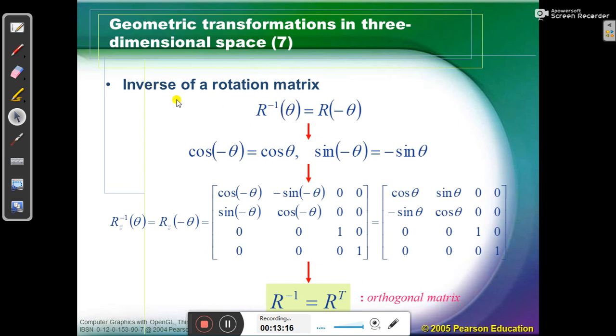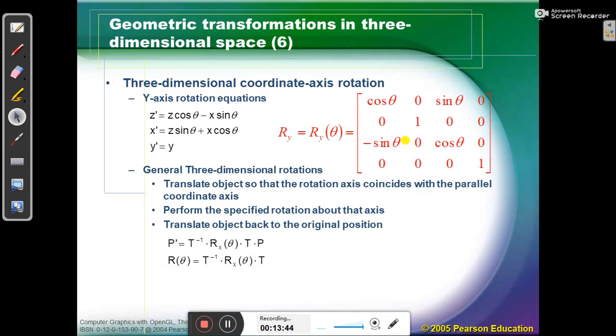Here you can see if we take the inverse of a rotation matrix, R inverse of theta is equal to R of minus theta. Inverse means in the negative direction, that is cos of minus theta equals cos theta, and sin of minus theta equals minus sin theta. So here you can see R inverse of theta will be equal to this, which is the transpose of R.